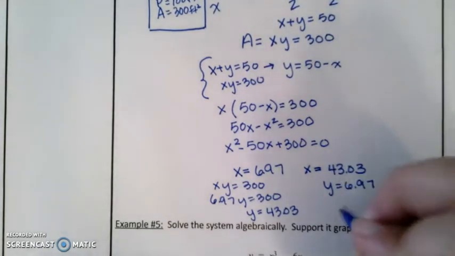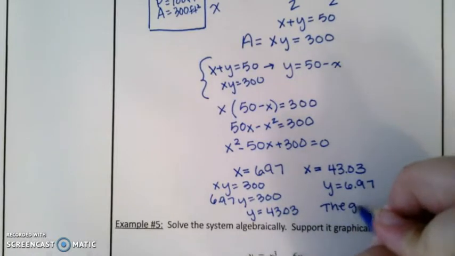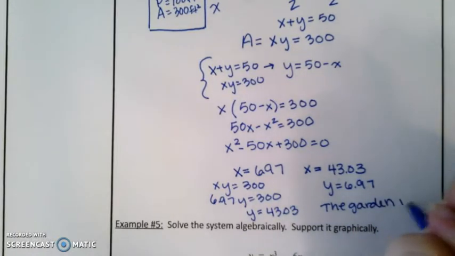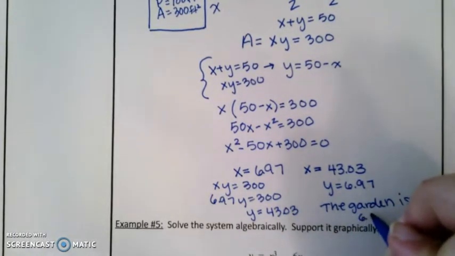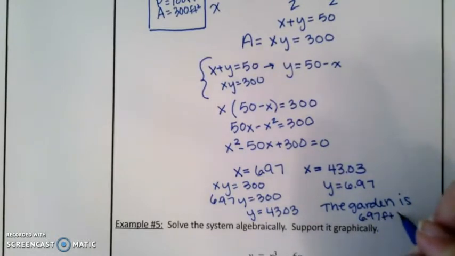So the dimensions of the garden is 6.97 feet by 43.03 feet.